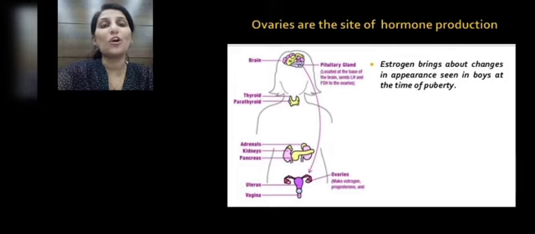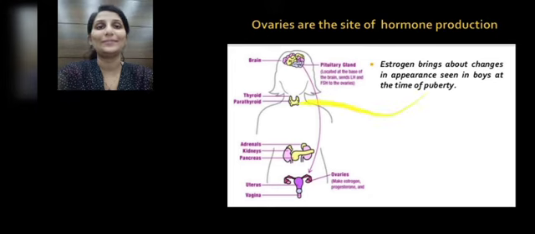The function of the ovary is not only the production of the female gamete, that is the ovum. It also helps in the production of the female sex hormone called estrogen. This estrogen, as we have already learned, is responsible for all the changes seen in the female once she enters into puberty. Just like testosterone, the production of estrogen by the ovaries is under the control of the master gland, the pituitary gland, which is situated in the brain.